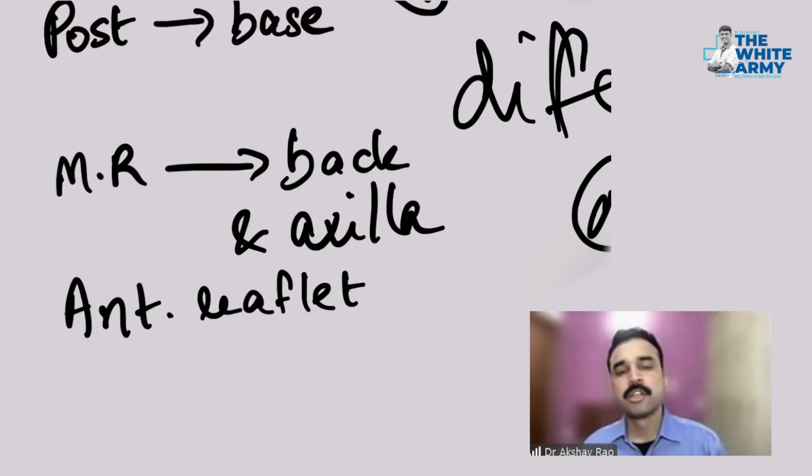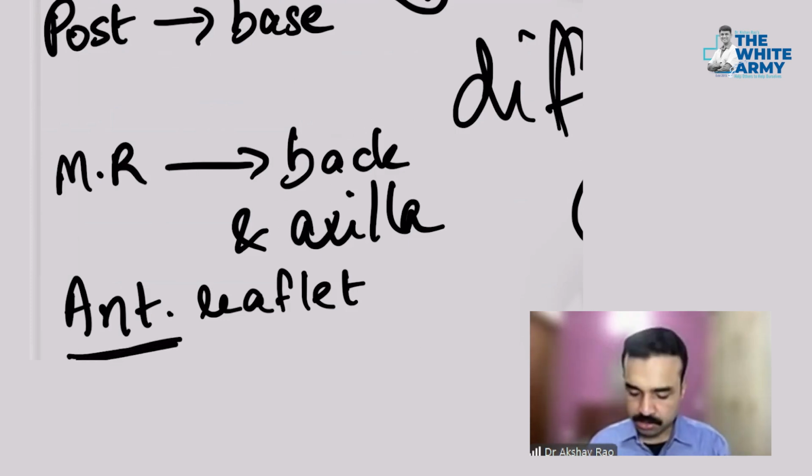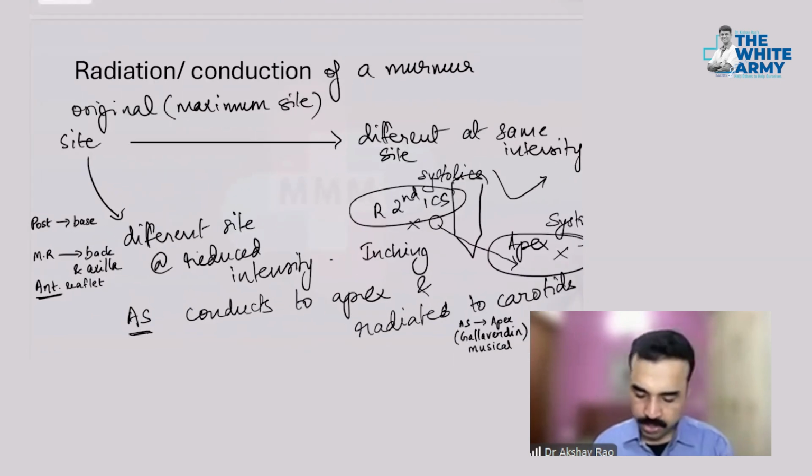Base of the heart meaning towards the left second intercostal space, left parasternal space. That's where the MR murmur will radiate, depending on which leaflet is damaged. But most commonly, it's the anterior leaflet that is damaged in causes of mitral regurgitation. Okay, so this is about radiation and conduction of murmurs. So try and make out whether the murmur is getting radiated, conducted, or if it's a separate murmur altogether by using the inching method. Examples of murmurs which do radiate and conduct are aortic stenosis and mitral regurgitation.